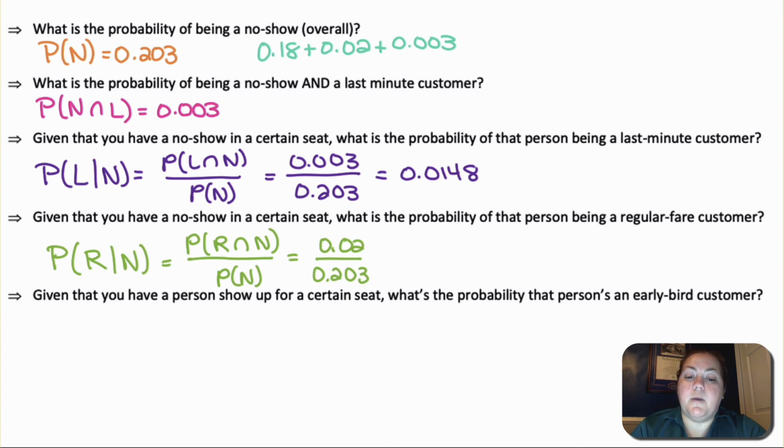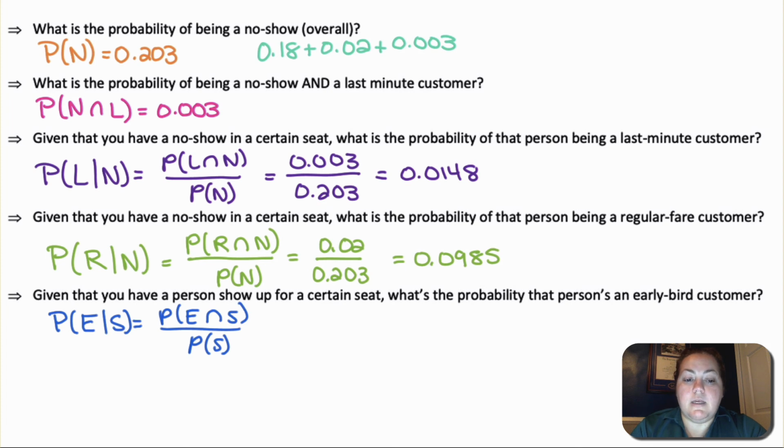So 0.02 divided by 0.203, which is 0.0985. Given that you have a person show up for a certain seat, what is the probability that person's an early bird customer? So early bird given they show up. So early bird and show up divided by the probability they show up. I'm going to divide those and I get 0.527.